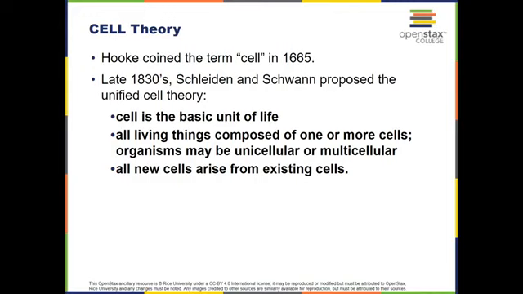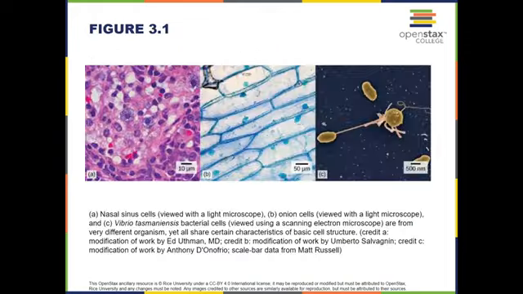Organisms may be unicellular or multicellular. And all new cells arise from existing cells. So cells give rise to more cells. All living things are composed of at least a cell, making them unicellular or multicellular. And probably the biggest tenet is the cell is the basic unit of life, both structurally and functionally. It is allowed to do all of the complex processes that anything living can do, all by itself.